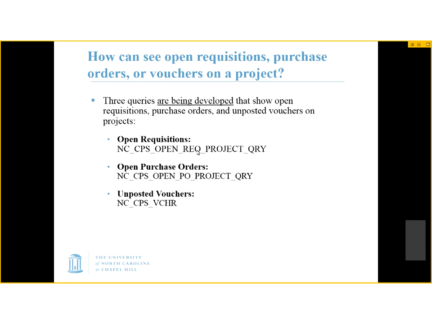And these are 3 different queries, one each to show 1, open requisitions on a project, 2, open purchase orders on a project, and 3, unposted vouchers on a project. So it's very specifically designed for you to quickly and efficiently search by project and see if you've got anything open, all right, coming out very soon.